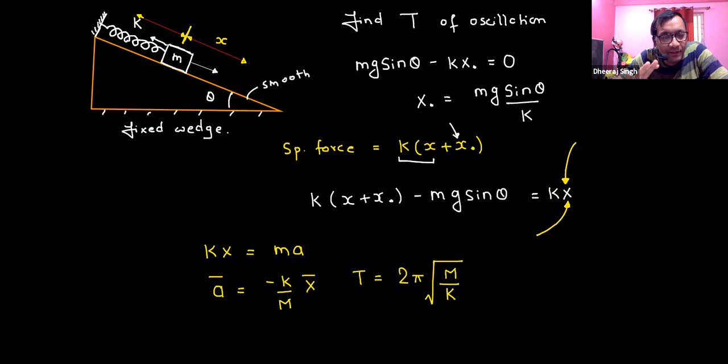So that is why people say that when you are in space, you should not use pendulum clocks. You should use spring block system clocks, wherein time period is measured by the oscillation of the spring block. All right, so this is the spring block system.